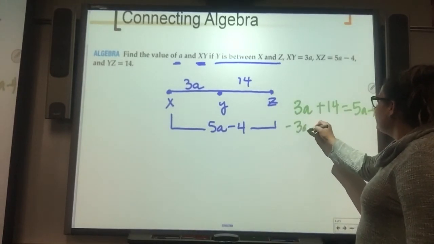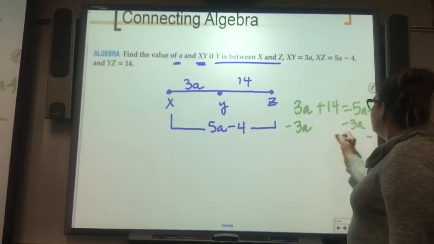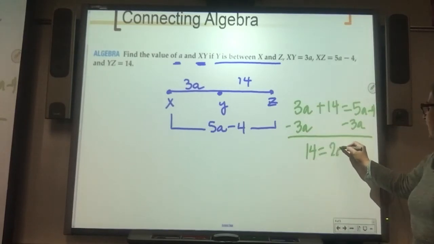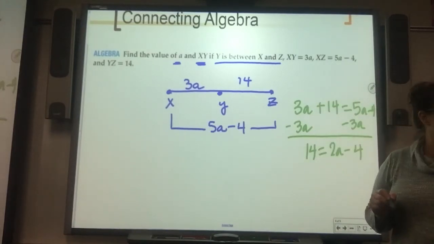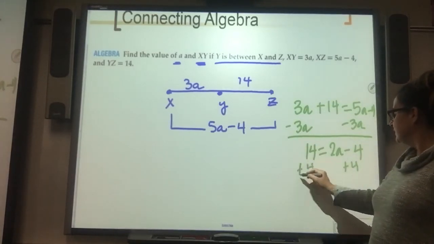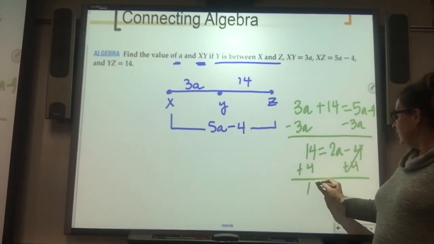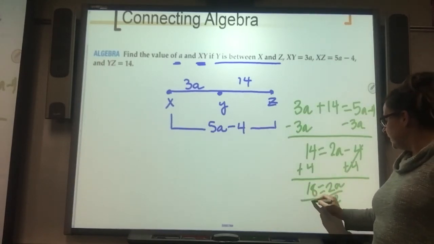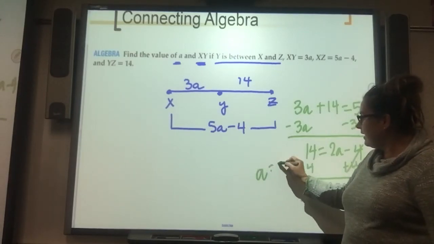So I'm going to subtract 3A, and I have 14 is equal to 2A minus 4. I'm going to add 4 to both sides, and I'm going to get that 18 equals 2A. Divided by 2, A equals 9.